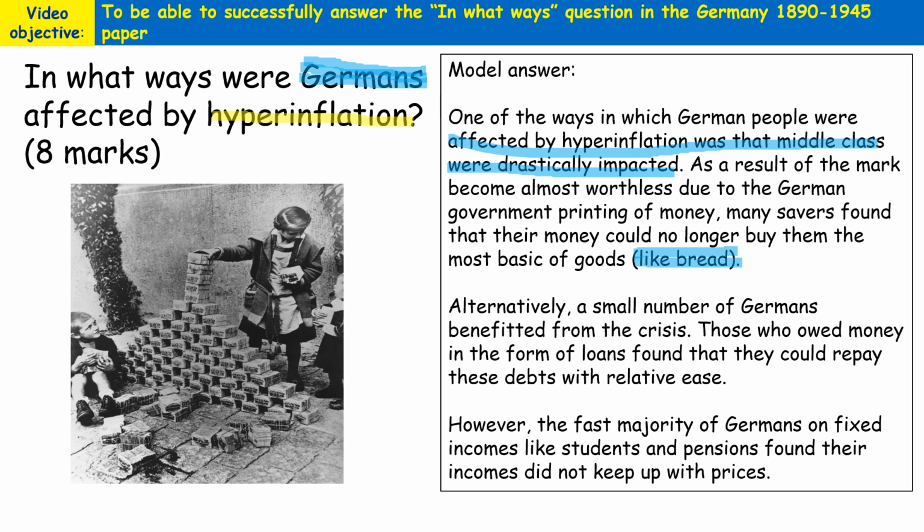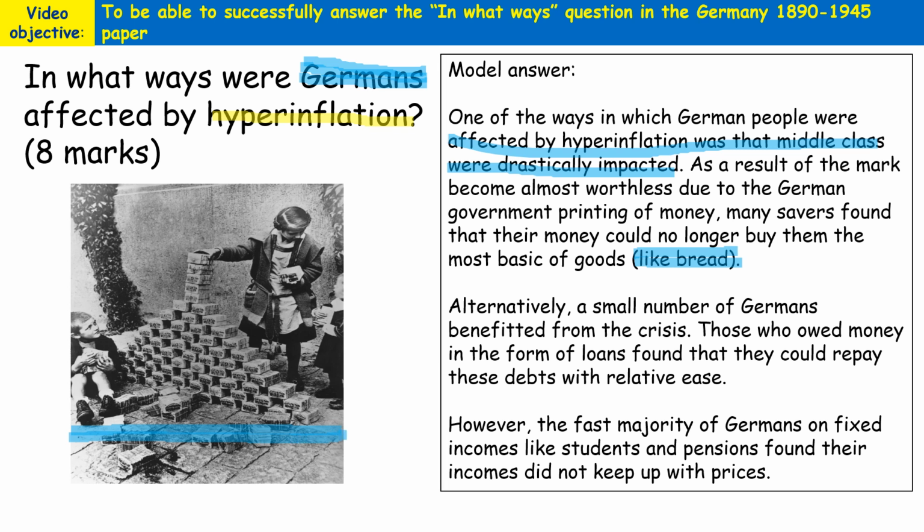So a lot of German people couldn't afford the most basic of goods like bread or eggs. In fact, the money became so worthless, children were given money to use as toys. People even burnt paper notes to keep themselves warm because it would be more expensive to buy logs and wood to light fires than it would to actually light the paper money itself. And we can see that here with children playing with paper notes.